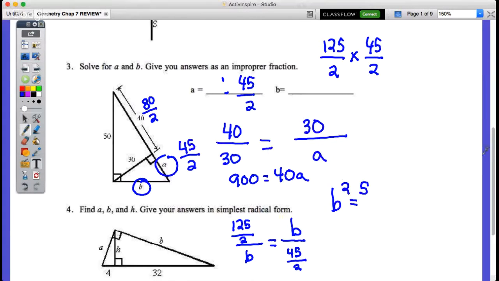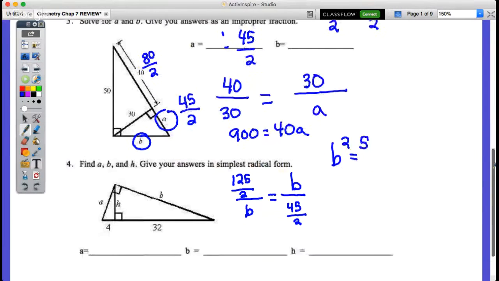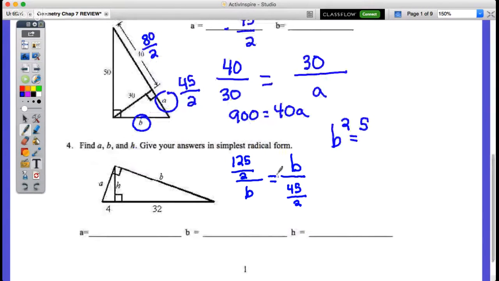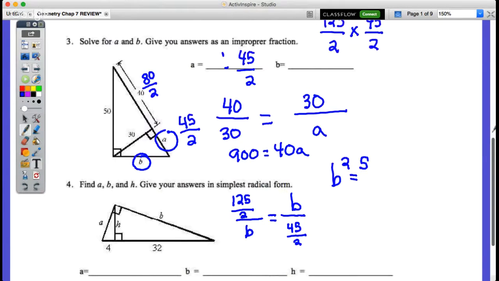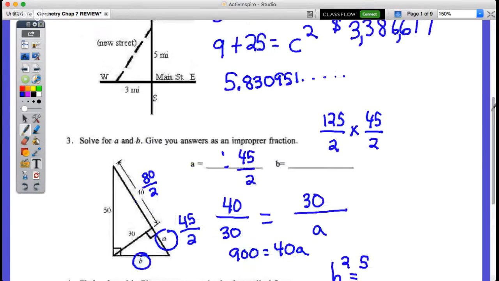So guys, coming back to this problem. On this one, we're using the geometric mean leg theorem. We set it up. The entire hypotenuse is 125 over 2. B is our geometric mean. This piece is 45 over 2. So I ended up having 125 over 2 times 45 over 2. What is 125 times 45? 5,625.